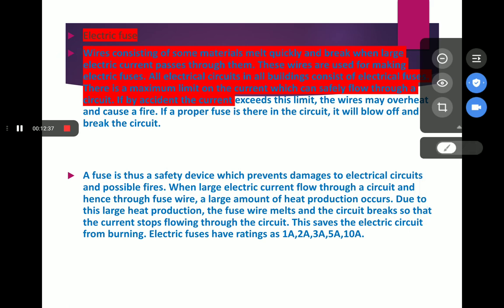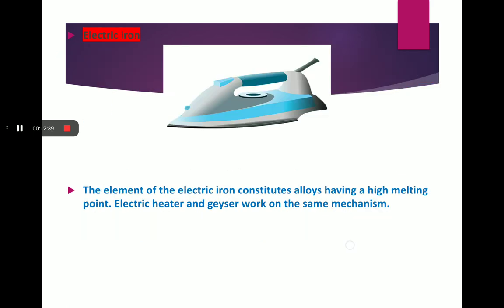Now, in the next slide, here is the electric iron. Electric iron also works on the principle of heating effect of electric current. Here, the element of the electric iron is made of an alloy having a high melting point. So, electric heater and geyser work on the same mechanism as electric iron. So, these are some applications of heating effect of electric current, and after this the chapter is completed.